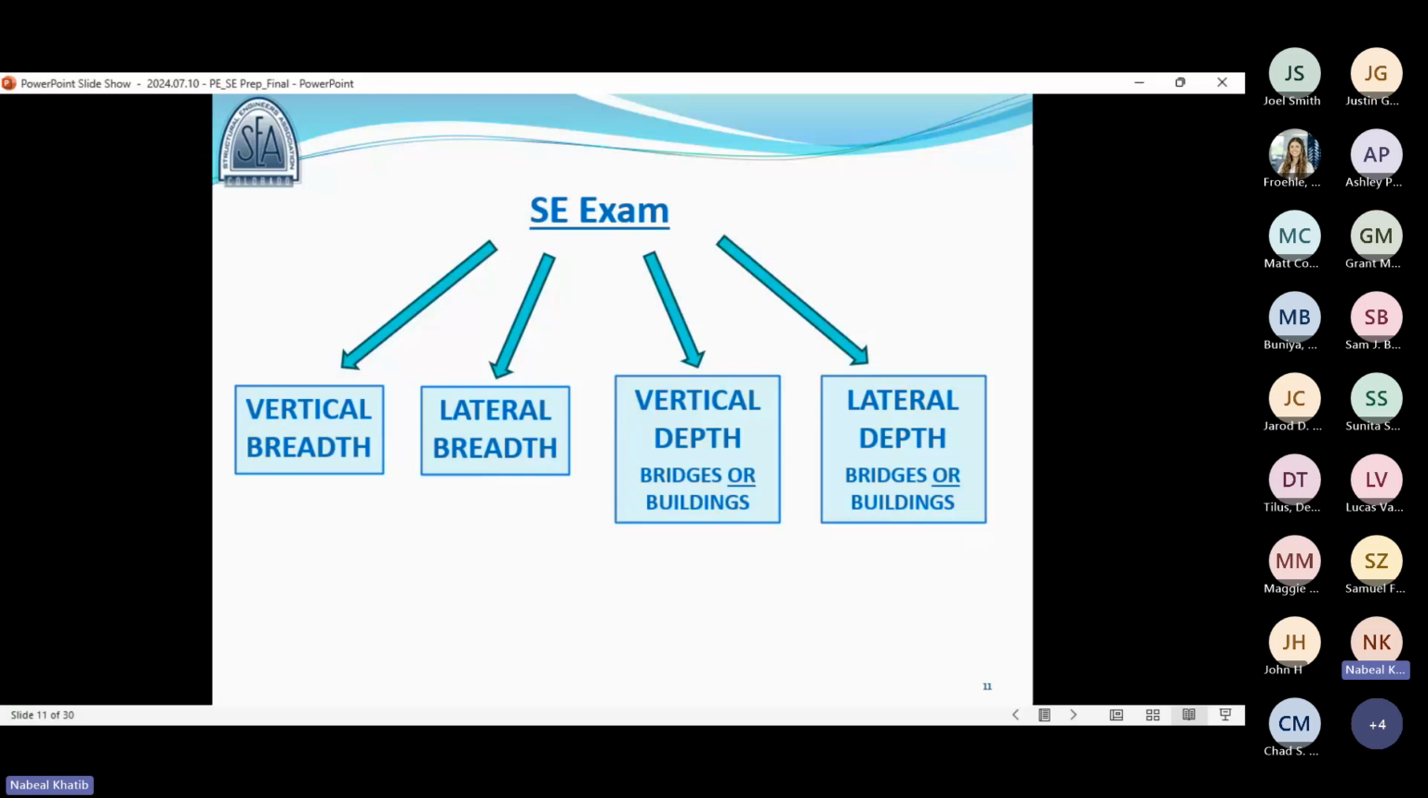Lateral is the same thing as the vertical depth. Pick your own discipline. I guess your own very specific discipline. PE, civil, structural, and then you went to the SE, and then now you're going to pick whether it's going to be bridges or buildings.